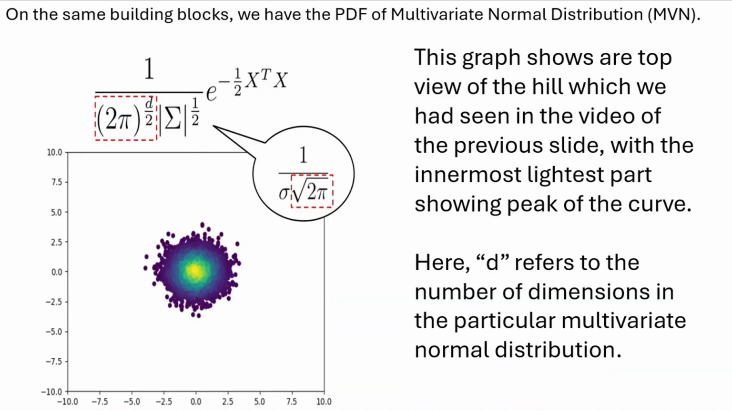So now on the same building blocks, we have to see what the PDF of the multivariate normal distribution is going to be. Here we have a top view of the same mountain which we had seen in the previous slide, and this innermost, lightest circle is the peak of that curve, of that hill. In this PDF, the 2 pi to the power d by 2 corresponds to the root 2 pi in the univariate normal distribution, and d here refers to the number of dimensions.